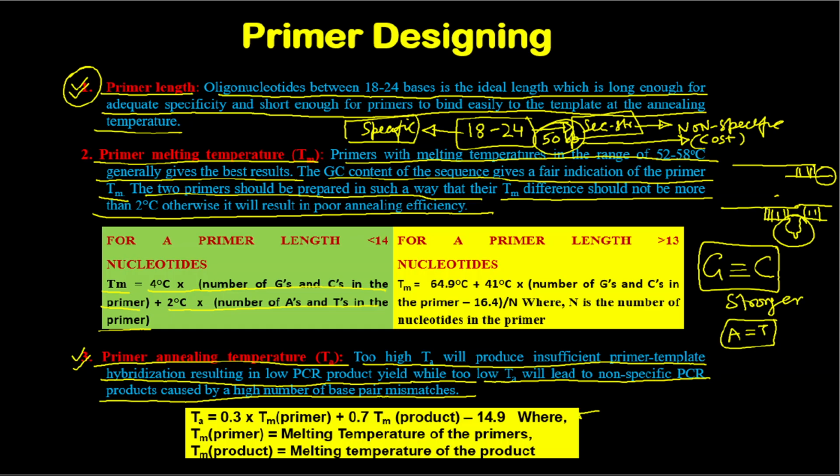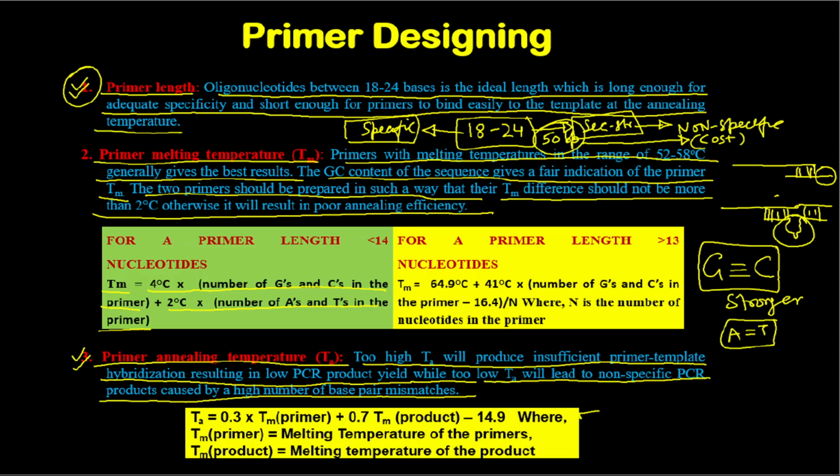Okay, so for primer designing, what you have to keep in mind: the length of the primer, the melting temperature of the primer, and the primer annealing temperature. Oligonucleotides between 18 to 24 base pairs are the ideal length, which is long enough for adequate specificity and short enough for primers to bind easily to the template at the annealing temperature. Okay. The melting temperature of the primers: a primer with a melting temperature in the range of 52 to 58 degrees Celsius generally gives the best results.